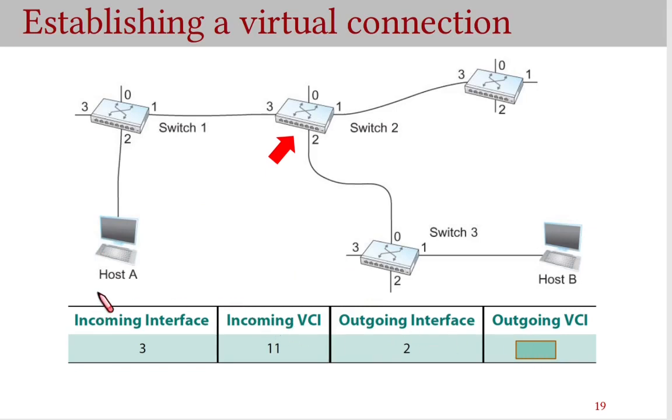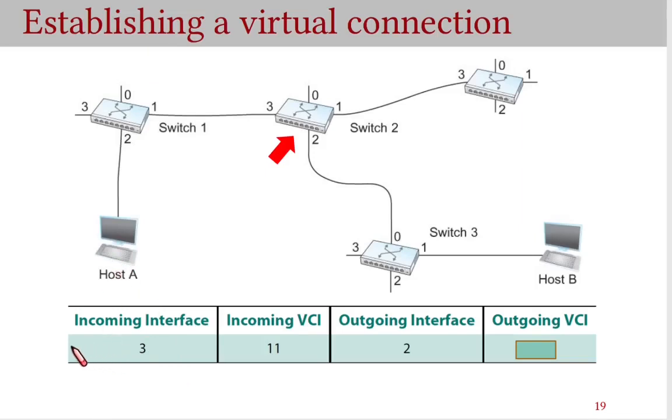So the first thing that host A does is that it sends a setup message to switch 1, and this setup message has the address of host B as the destination. And the result of receiving this setup message is that switch 1 will create an entry in its virtual circuit table. And it's the same example that we saw before.